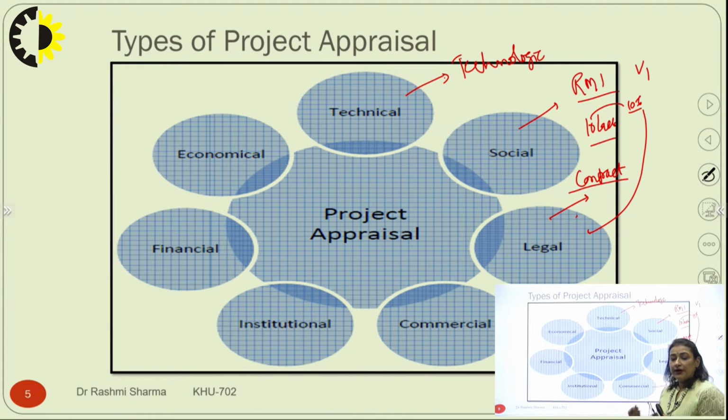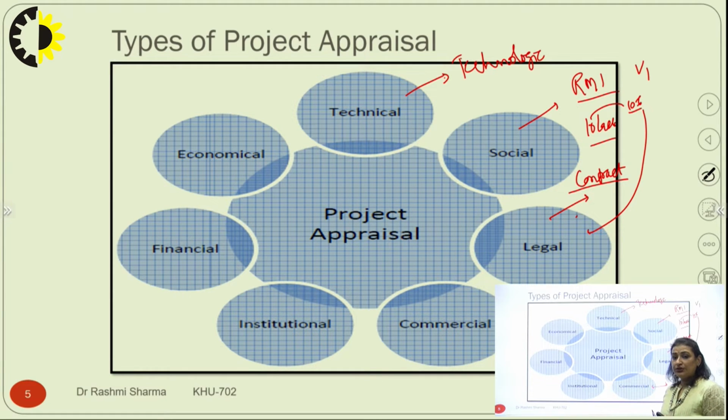Then come the commercial aspects. What is the communication gap, how we are delivering that particular product, what logistics are involved in this product. Each and every commercial aspect, what is the agreement between the vendor or the sales officer and the person to whom we are delivering the product. All this comes under your commercial aspects.